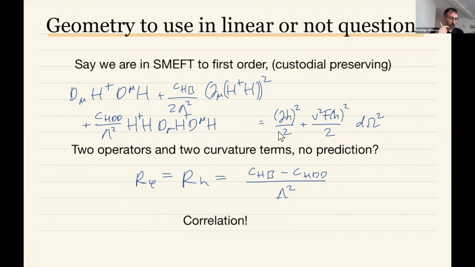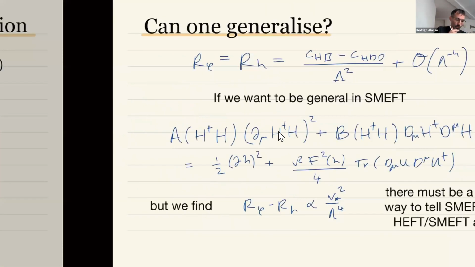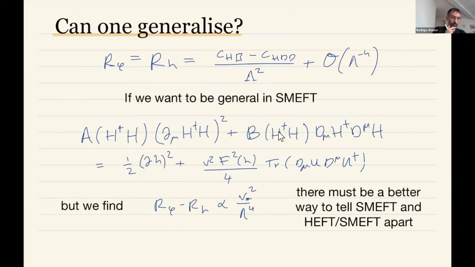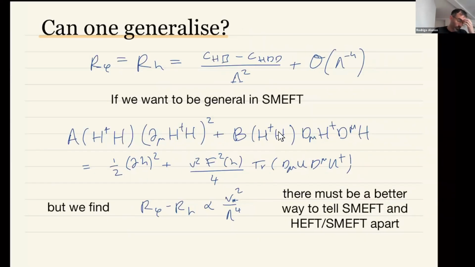In fact, you can be so emboldened as to try and go beyond the leading order in SMEFT and try to generalize and say, well, maybe I can always use this to tell them apart. It will be great and experimentally very definite. But when you try and do that, you can be general and write, instead of constant coefficients, if you like, functions of h dagger h in front of each of those two guys and try and do the same exercise in general.